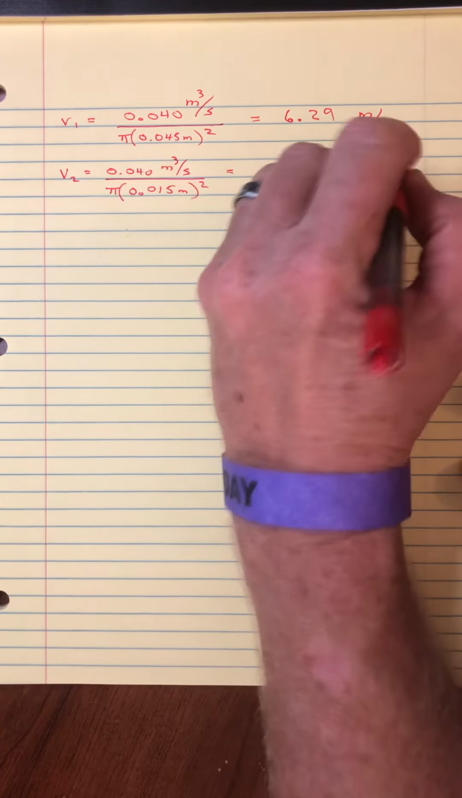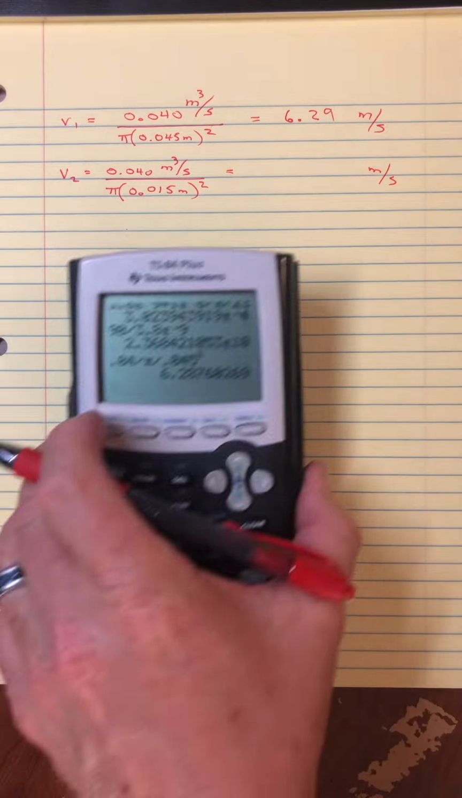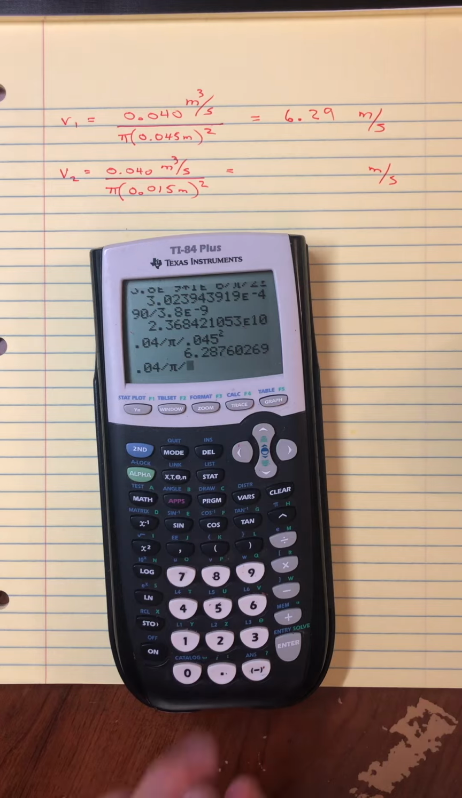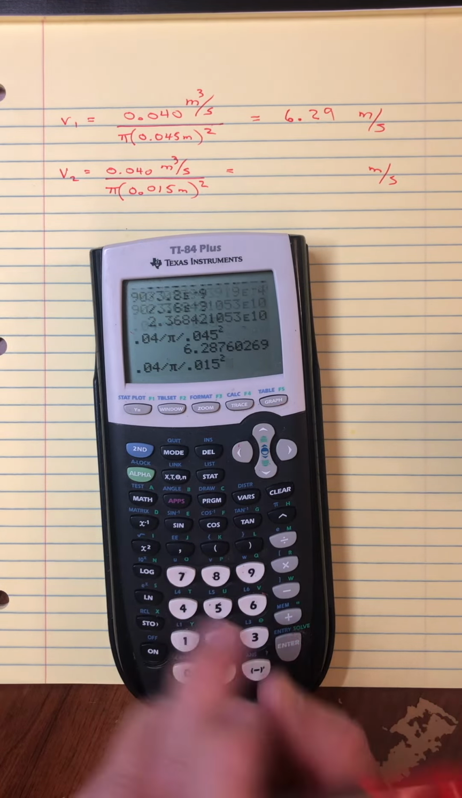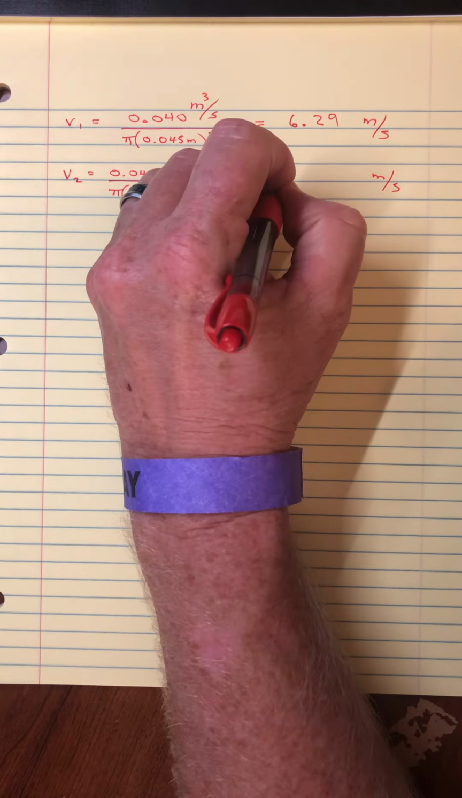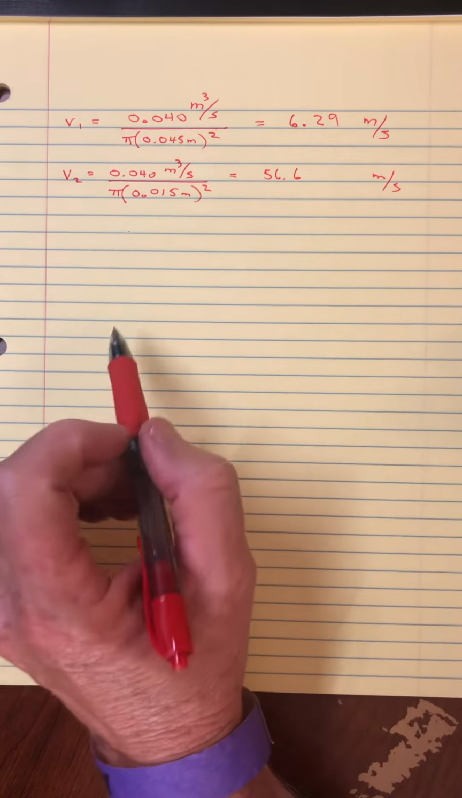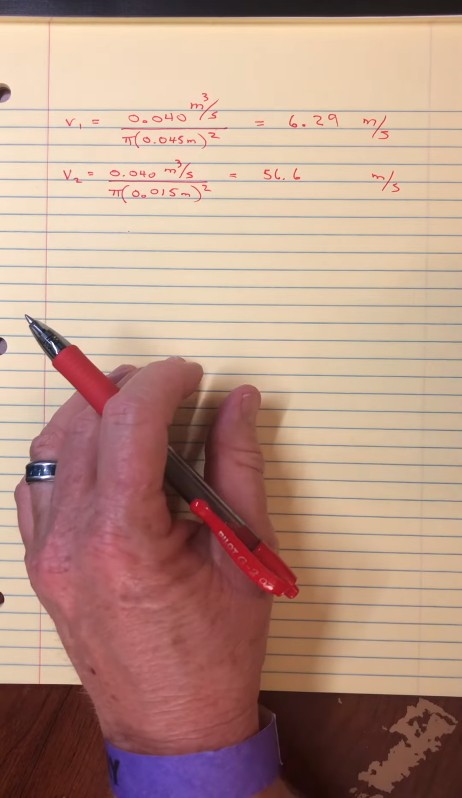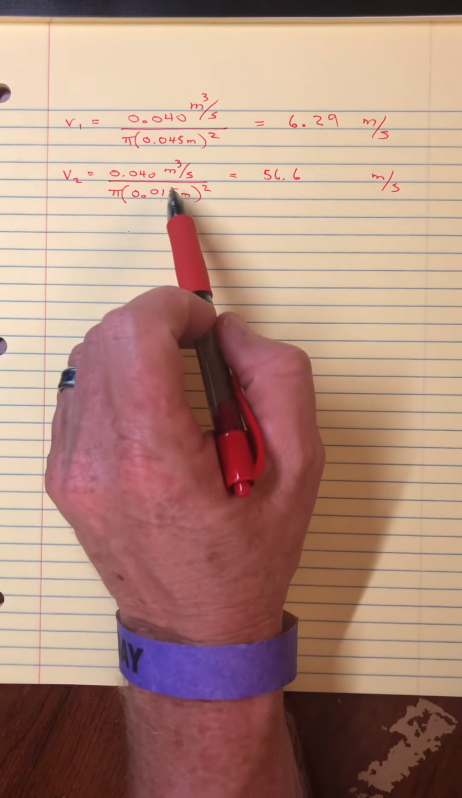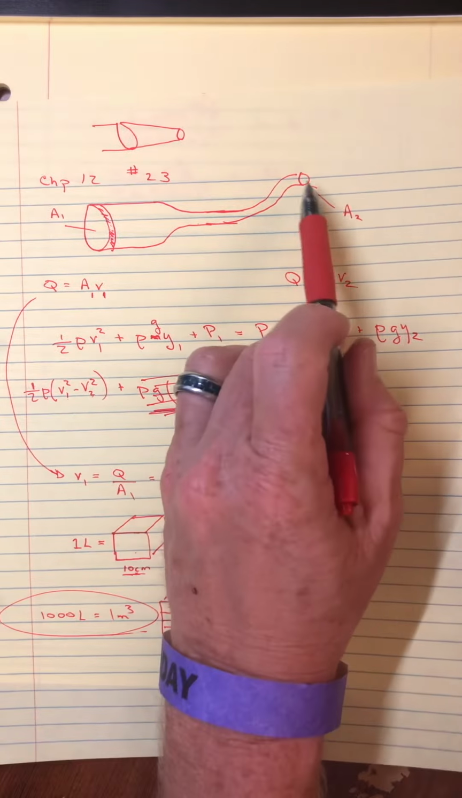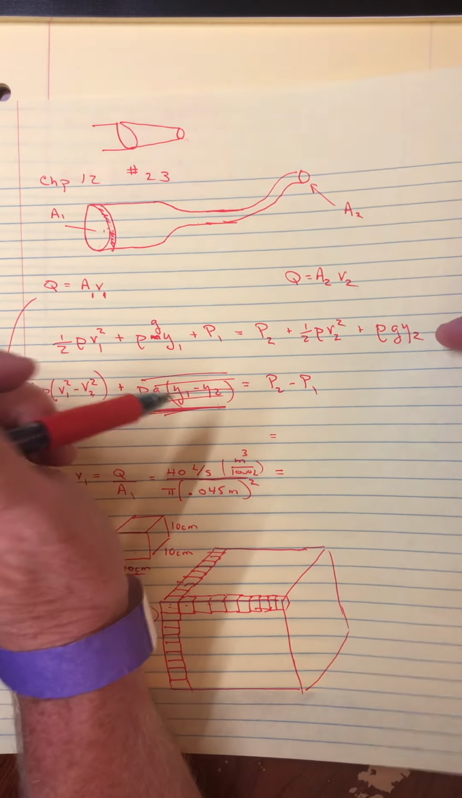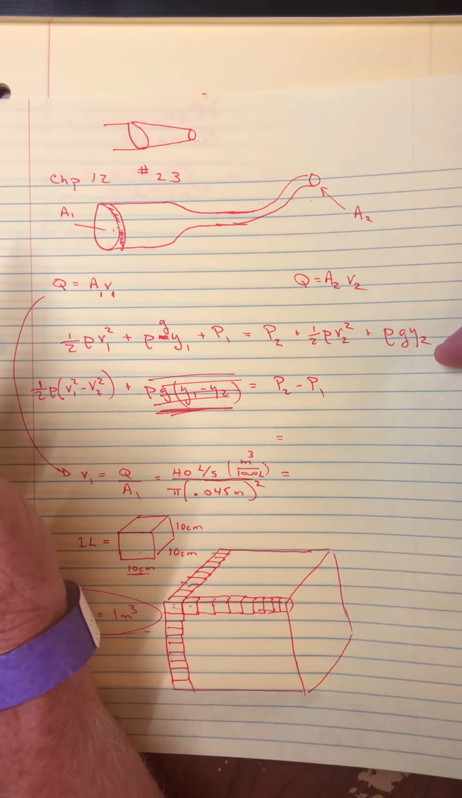Okay, so to get the velocity in meters per second, let's see what I get. So 0.04 divided by pi, divided by 0.015 squared. And so I get 56.6 meters per second. So clearly a huge speed up. And again, we know that because we've got to get the same amount of water through. So it's got to go faster at point number 2. So really fast over here or here. And actually, it's pretty fast over here too, but it's even more so coming out the end of the nozzle.